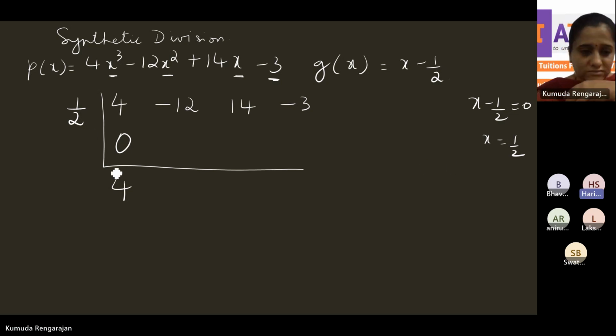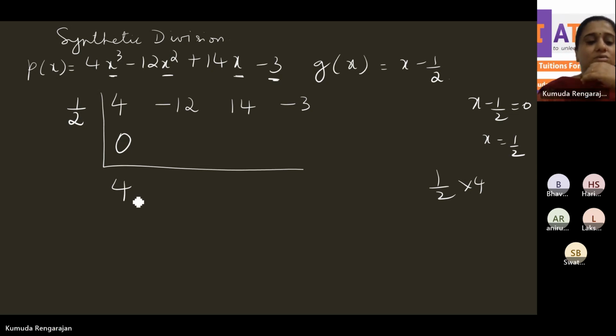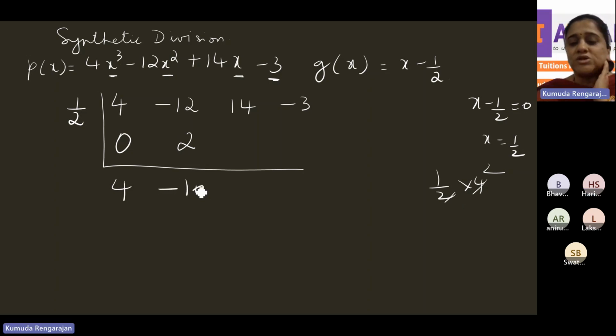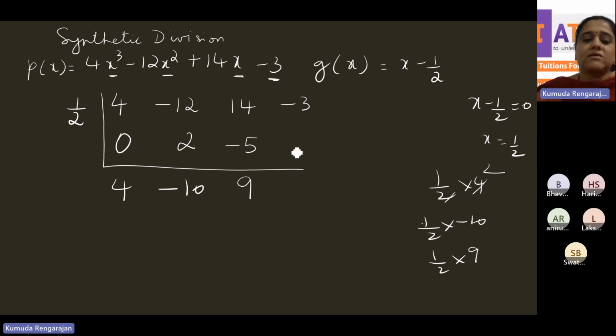Means you want to multiply 4 into 1 by 2, miss. Yeah, we need to multiply half into 4. Very good. So half into 4 is 2. Write that here. And now what is minus 12 plus 2? Minus 10. Now what should you multiply? Half into minus 10. What is it? Minus 5. And now what is 14 and minus 5? 9. Now multiply. Half into 9. Yeah, 9 by 2.